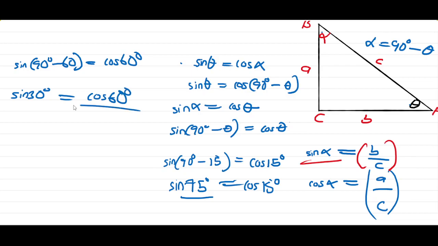So this is an identity, it shows that this relation is true for triangles. When you have the cosine of this, you can simply find it for this. So if we know sine 30, we automatically know cos 60 based on this identity.